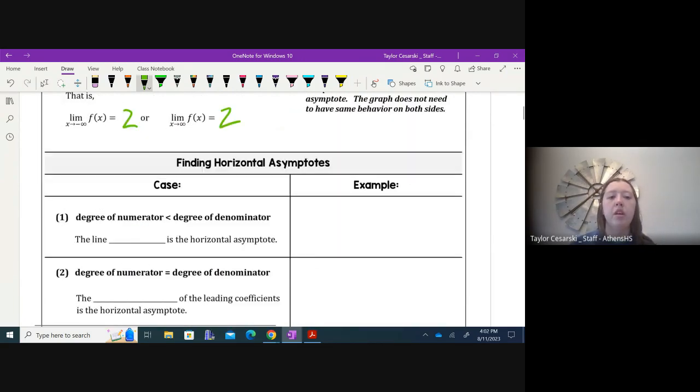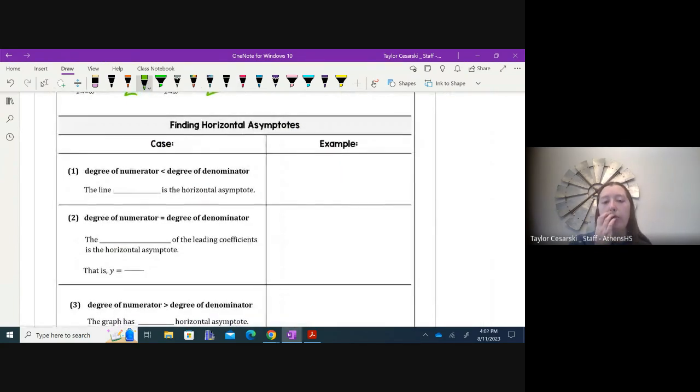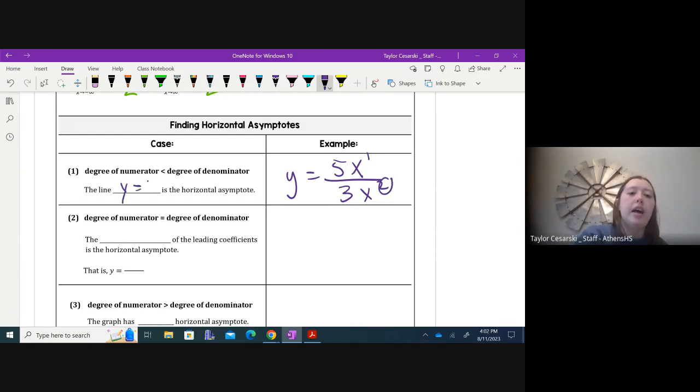Okay. So there's 3 cases when we're talking about finding horizontal asymptotes that you learned back in Math 3. Case number 1, we're always looking at the degree. Remember, the degree is the highest exponent. So if the degree of the numerator is less than the degree of the denominator, think like 5x over 3x squared. This is degree 1, this is degree 2. Then the line y equals 0, it's bottom heavy. It'll always have y equals 0 as the horizontal asymptote.